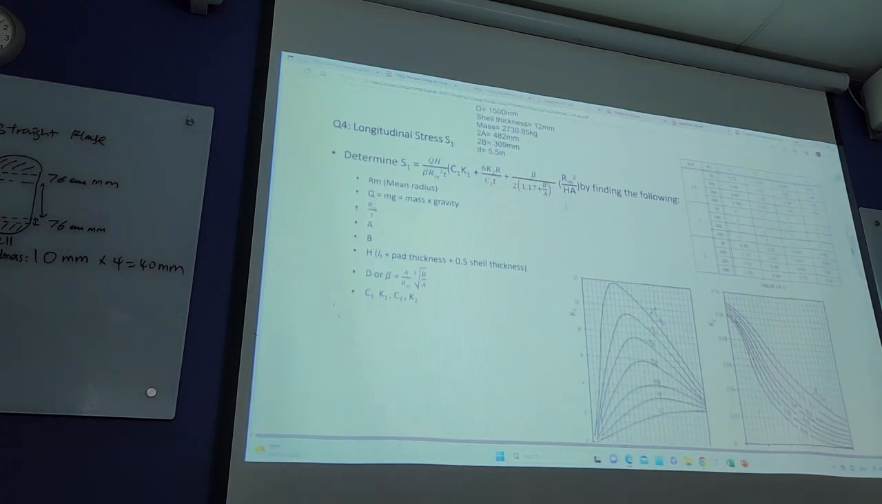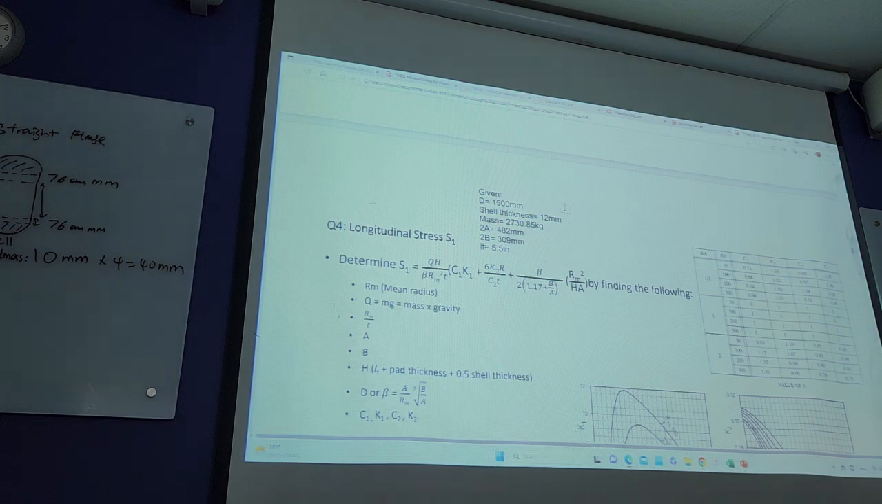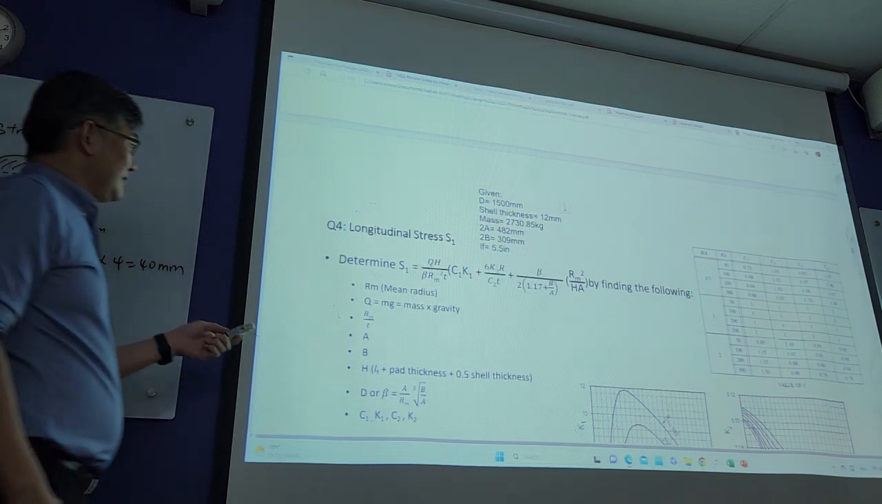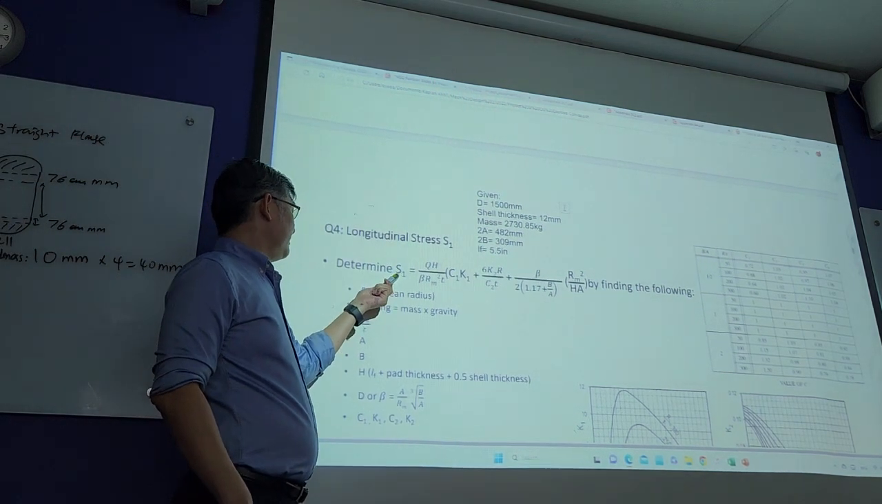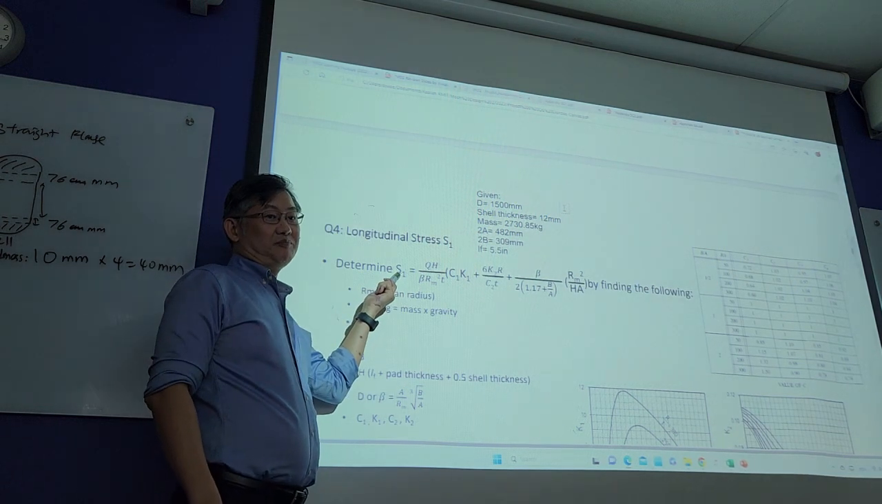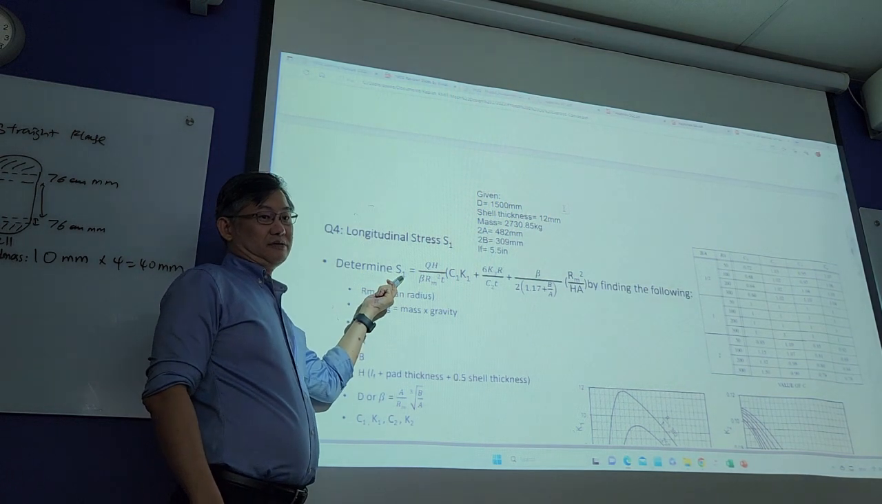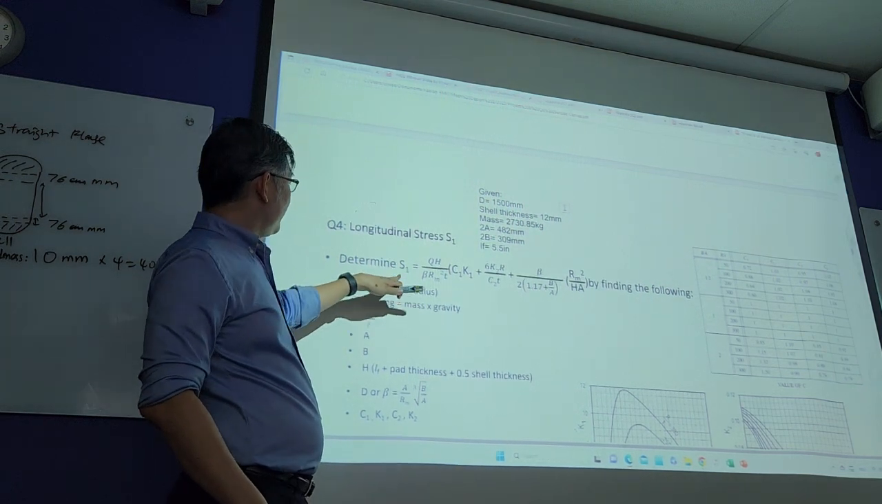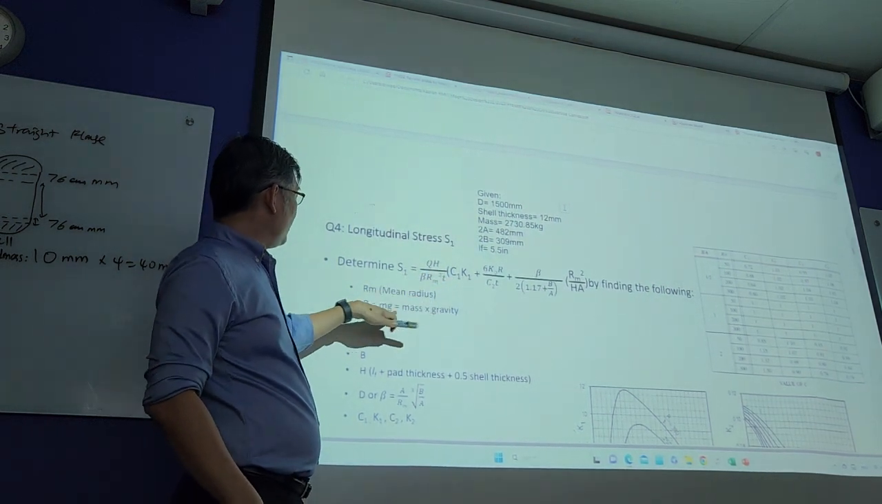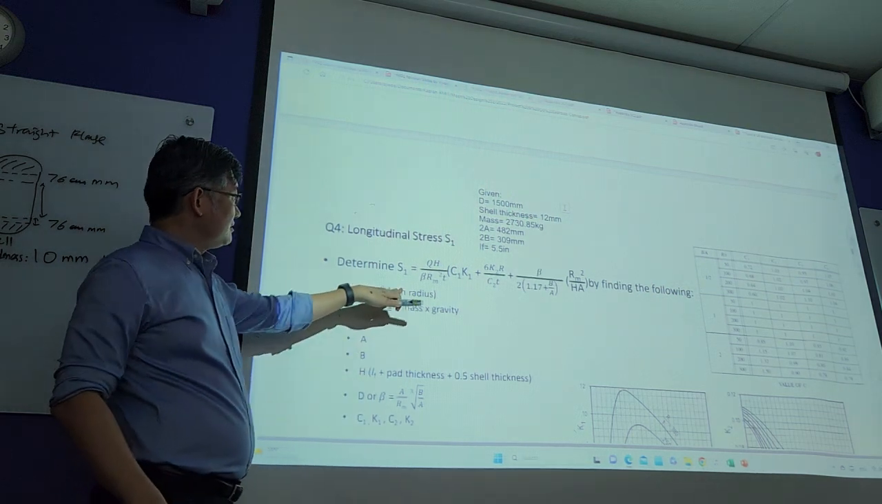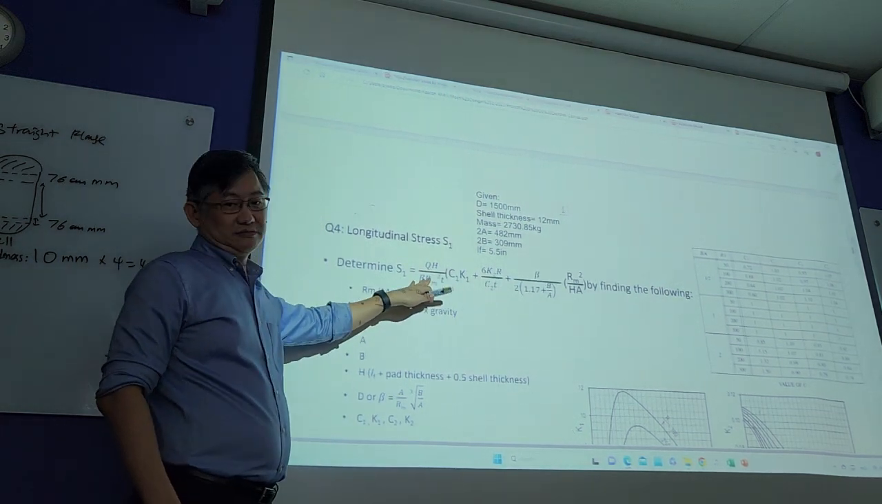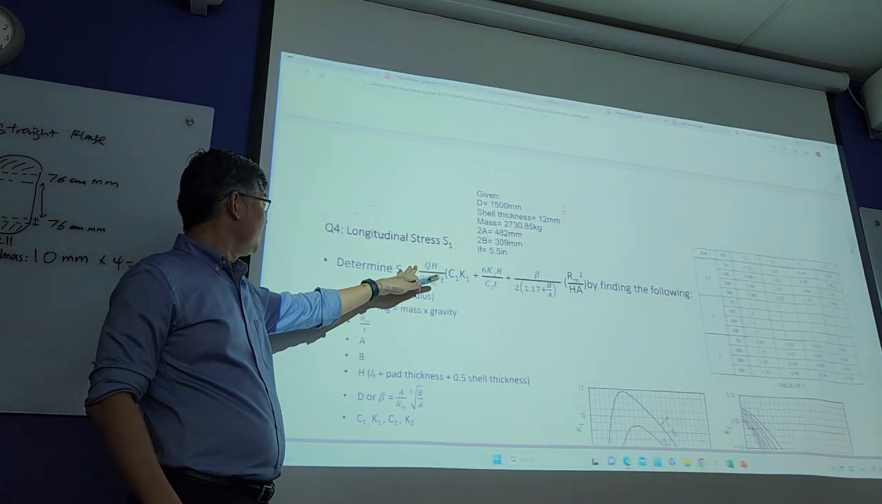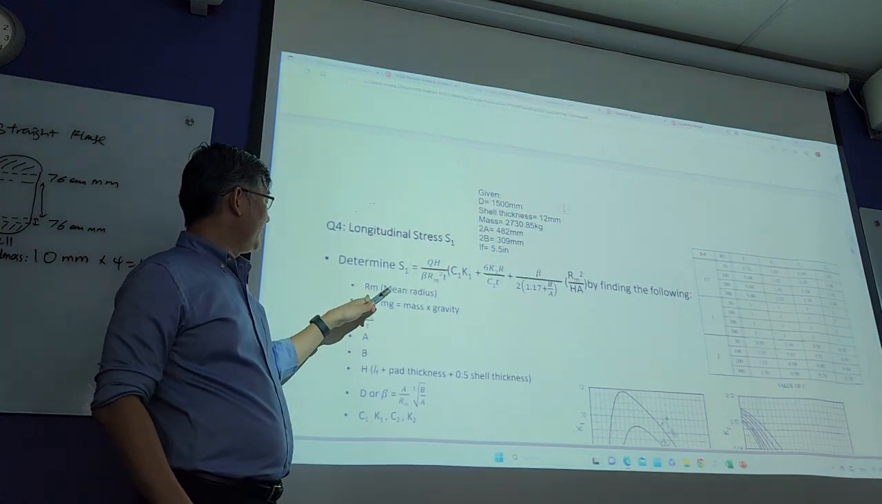Okay, now we are going to look at the stress. Longitudinal stress S1. This is for question 6 part A2. Partner X has to do this. Why do we want to find out all these values? Because the formula requires us to find out those values. So let us work this out together.